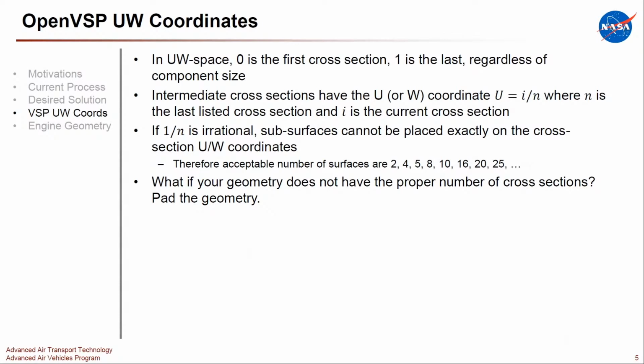As long as 1 over N is rational, you're fine. If it's irrational, you can't place subsurfaces directly on top of the cross sections. So it limits how many cross sections you can use. That should be cross sections: 2, 4, 5, 8.